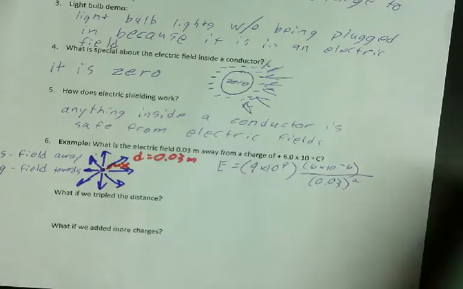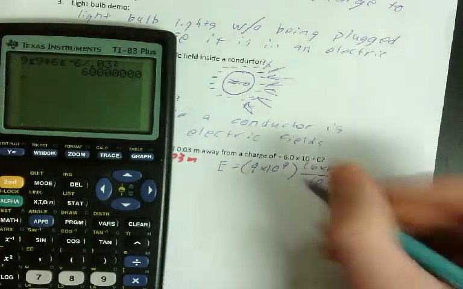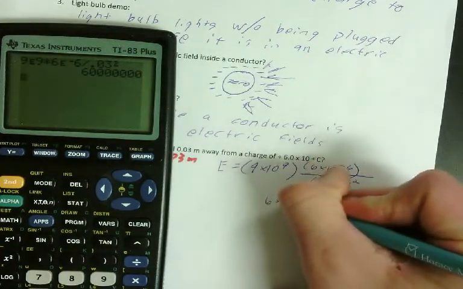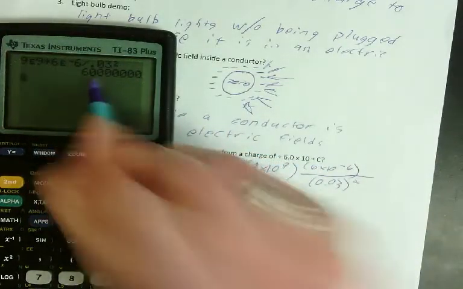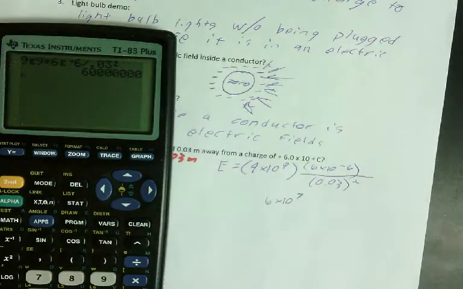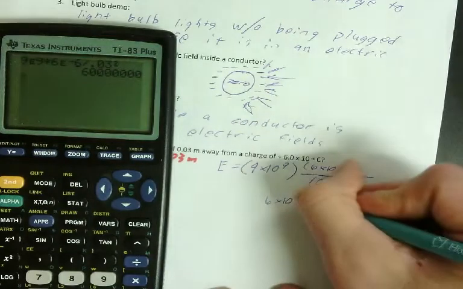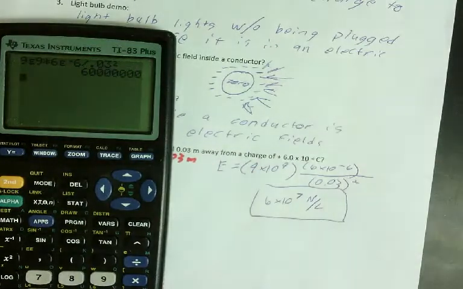Okay, so let's plug the numbers in and solve. 9 times 10 to the 9th times 6 times 10 to the negative 6 divided by 0.03 squared, and we get 6 times 10 to the 7th power. And the unit is newtons per coulomb. There you go.